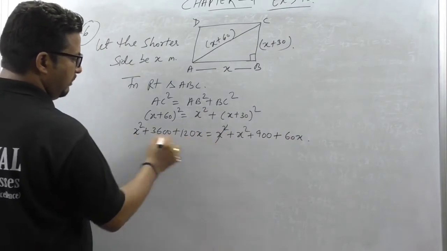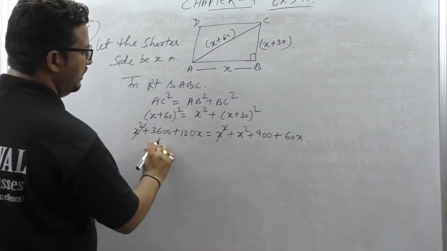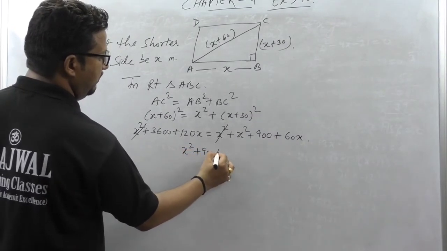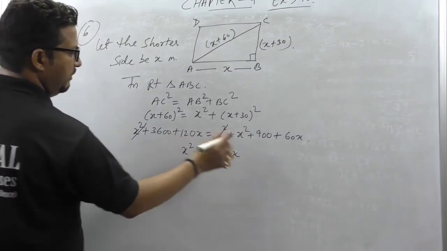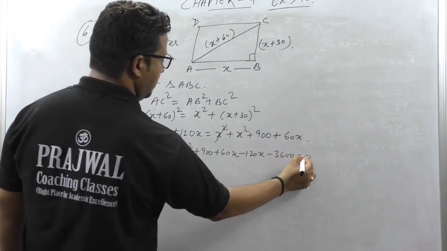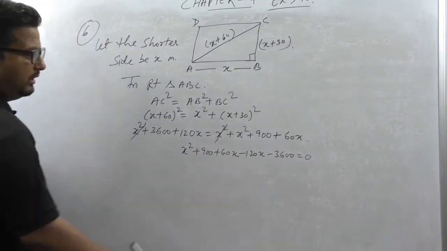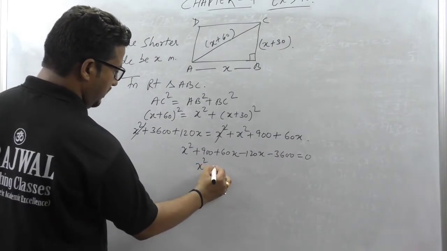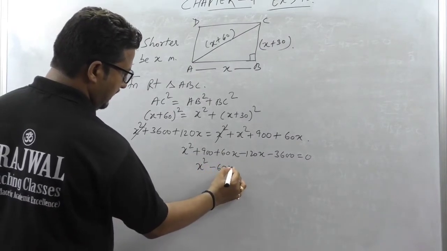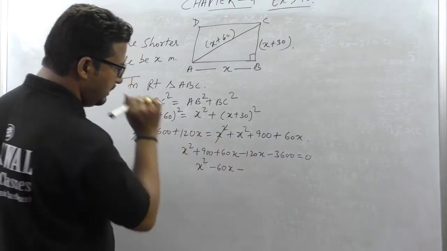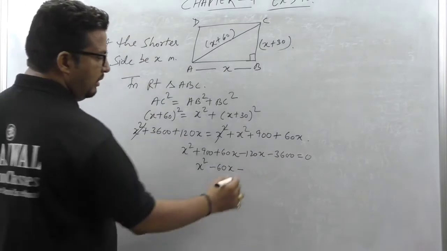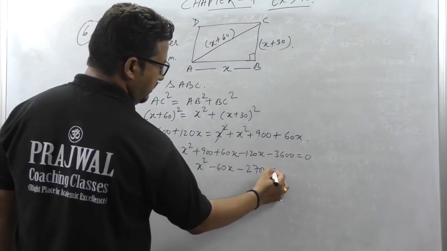So if you notice here, x square and x square will be cancelled out like this. Now I am shifting this value to that side. So it is like x square plus 900 is already there, plus 60x is already there. Now we have to shift, so 120x will be negative, and minus 3600 equal to 0. All right, now we can form it: x square plus 60x minus 120x will be minus 60x, and from this 3600 if we subtract 900, it will be 2700. All right, minus 2700 equal to 0.